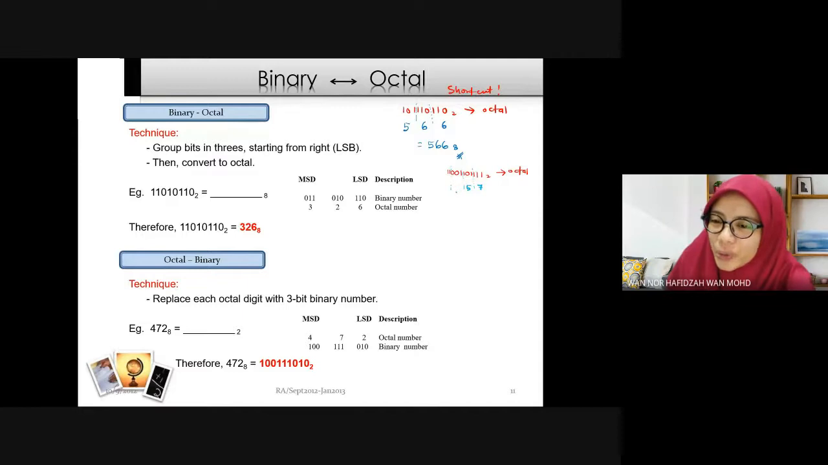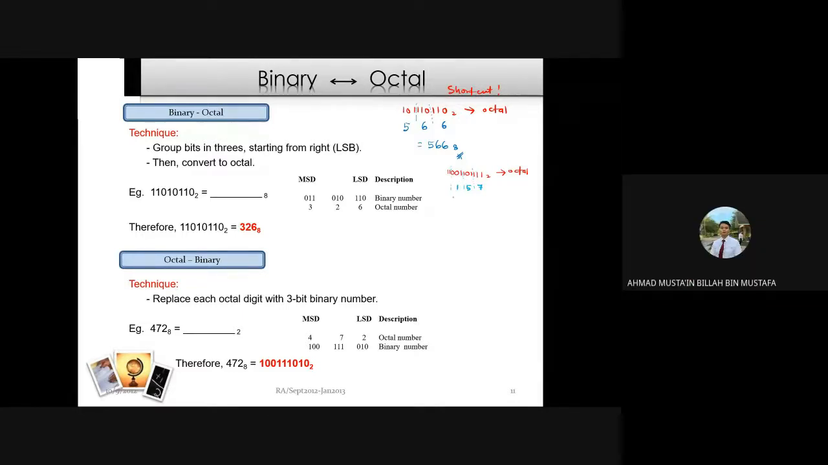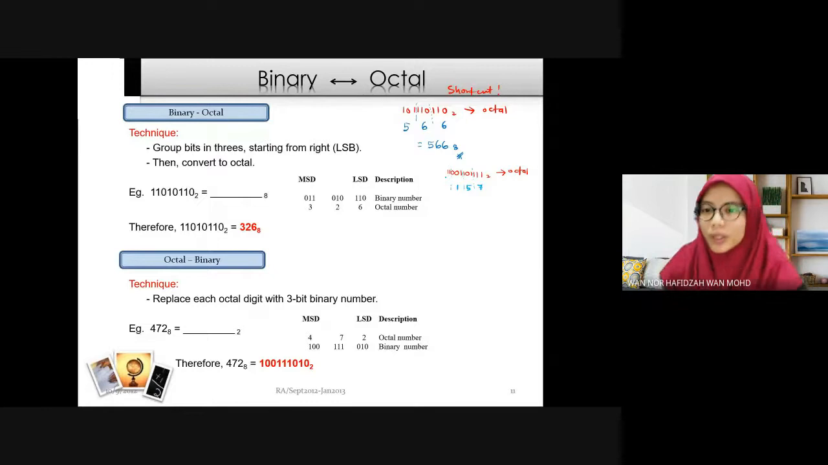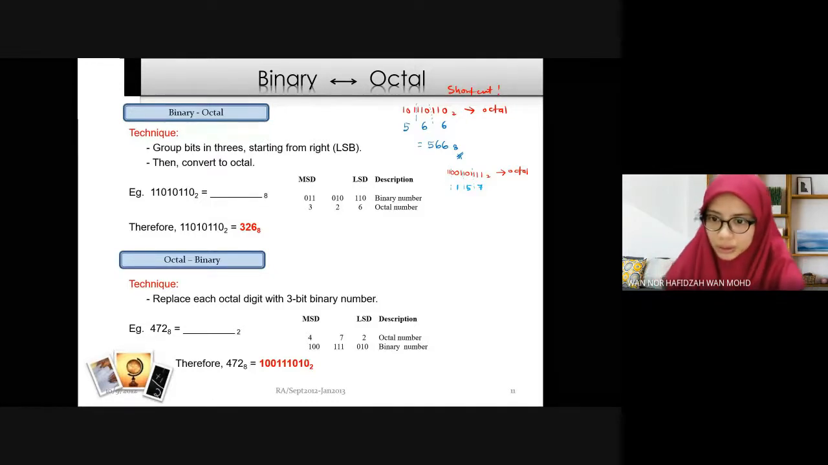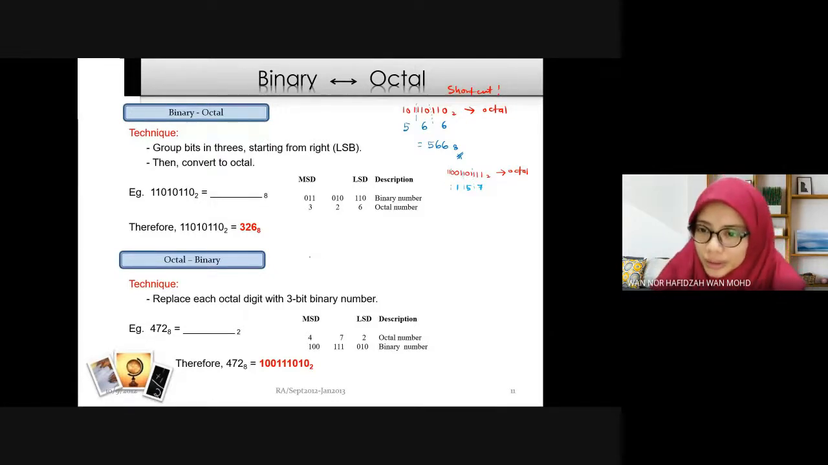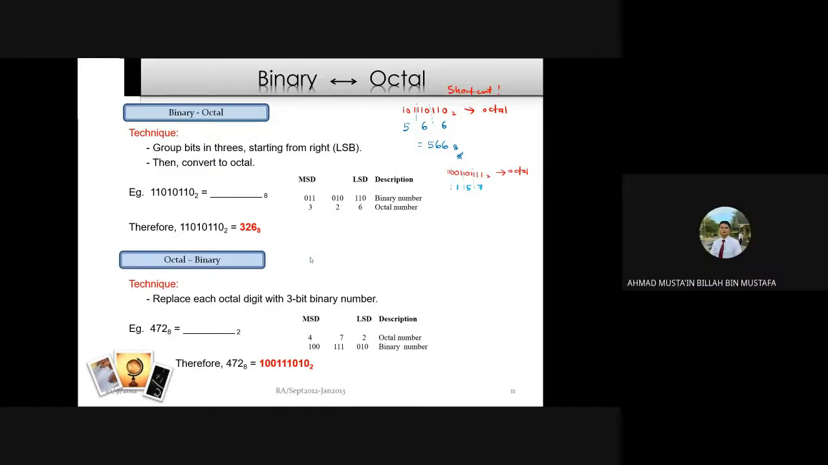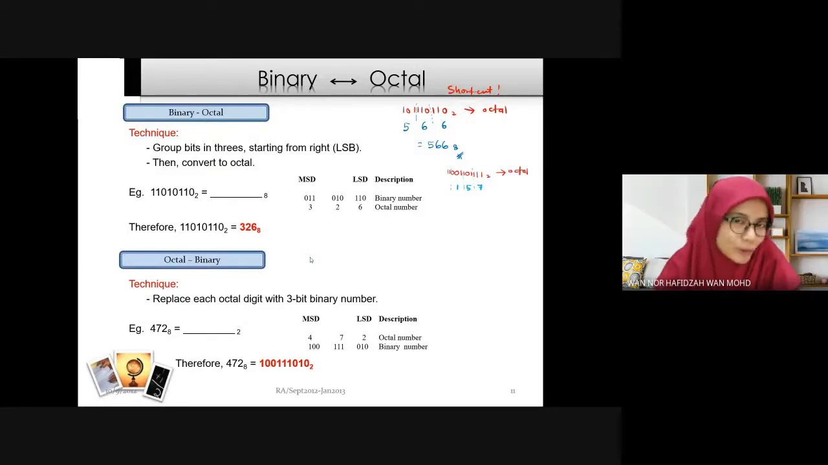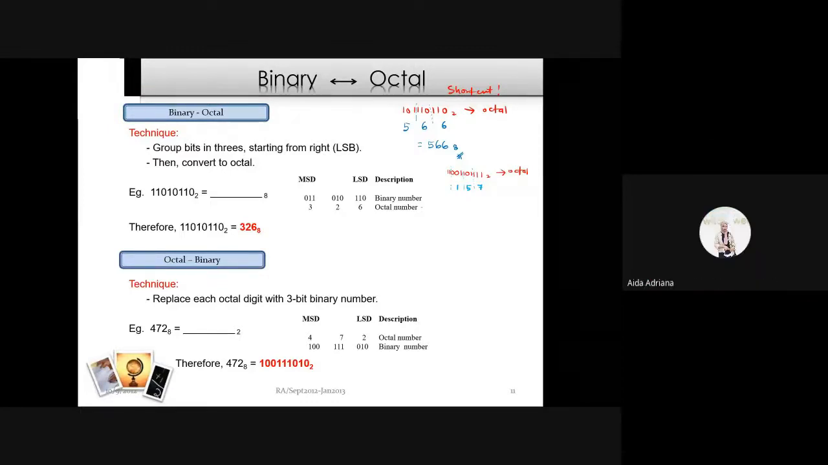Then 001 is 1. But the last one doesn't have enough 3 bits. What about it? Add a zero at the front. But actually it's fine even if you don't add it, because as I said earlier, for binary, if the most significant bit is zero, it is not significant. It has no value. So we calculate 11, which we already know is equal to 3. That's what I meant.